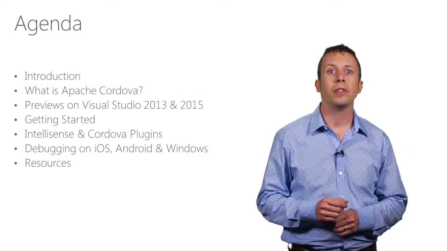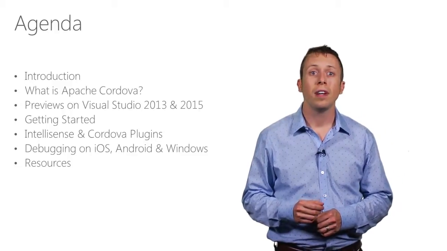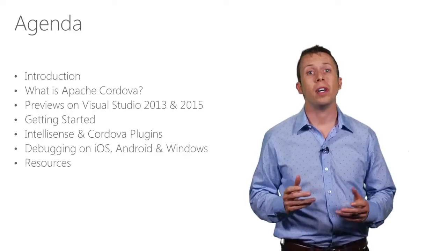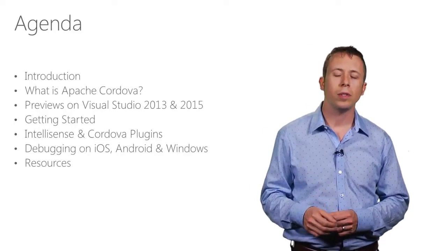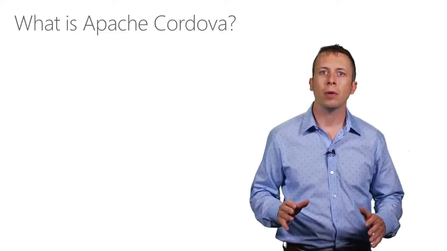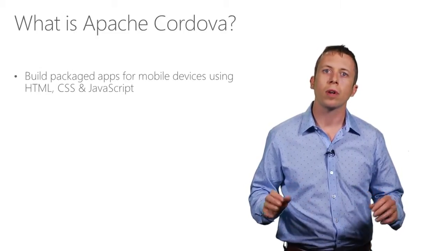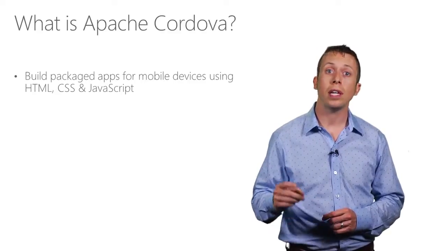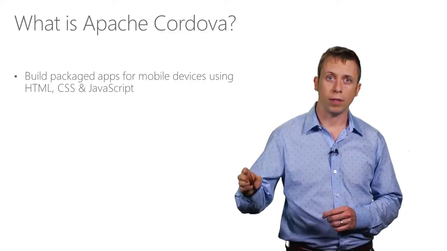Today, I want to share some of the new features available in this release, features introduced specifically to help developers like you build mobile apps for iOS, Android, and Windows using web technologies. Now, if you're not already familiar with Apache Cordova, it's an open source framework that enables developers to build packaged apps for mobile devices using HTML, CSS, and JavaScript.